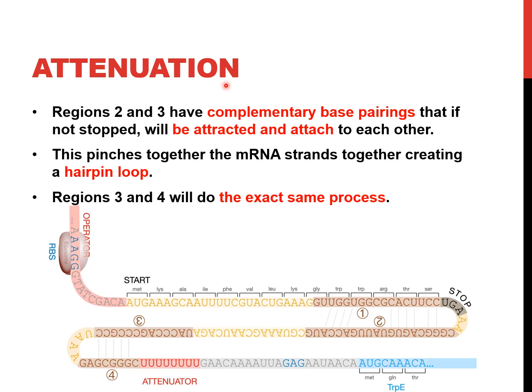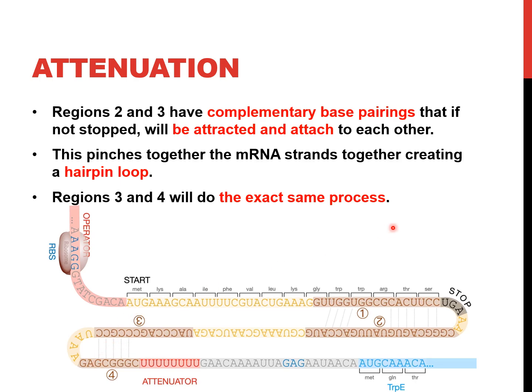All right, let's have a look again. So this is just another version of what we've been looking at. You can see the 4 different regions, 1, 2, 3, and 4, as well as the attenuator. I'm looking at the RNA here. And then, of course, the structural genes. So regions 2 and 3 have complementary base pairings that, if not stopped, will be attracted and attach. Note 1 and 2 have complementary base pairings, 2 and 3, 3 and 4.